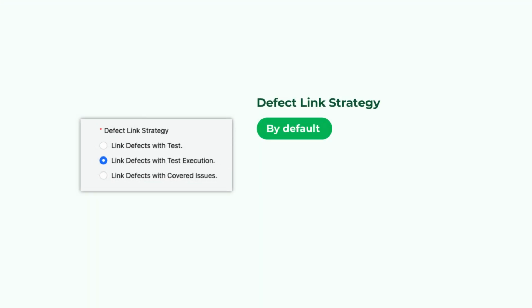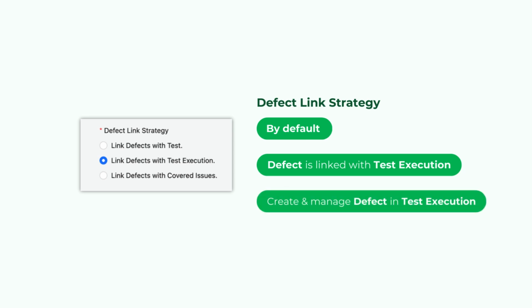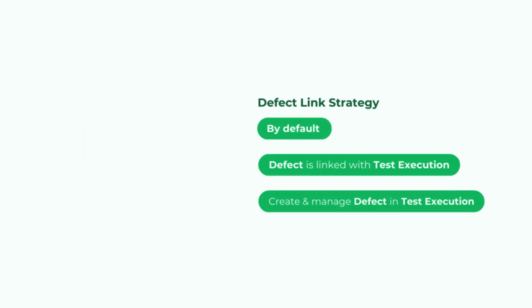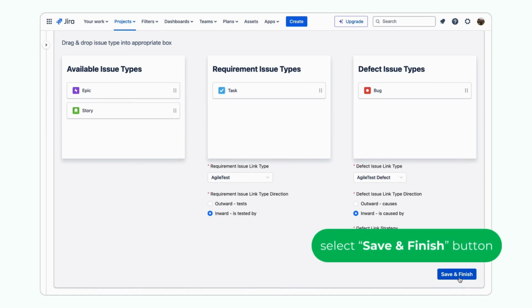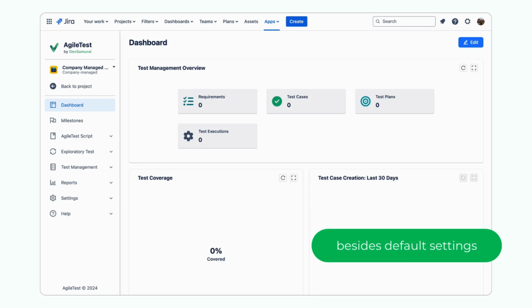Additionally, by default, a defect is linked with test execution. Users can create new and manage defects directly within the test execution feature. Remember to select the button Save and Finish to save the changes you make besides our default settings.